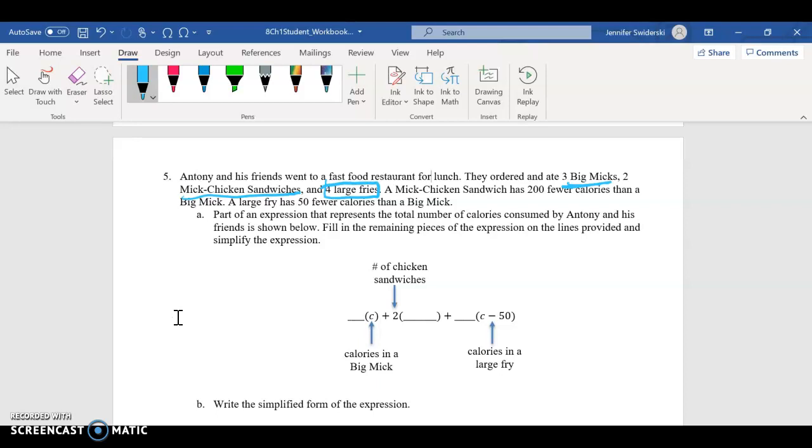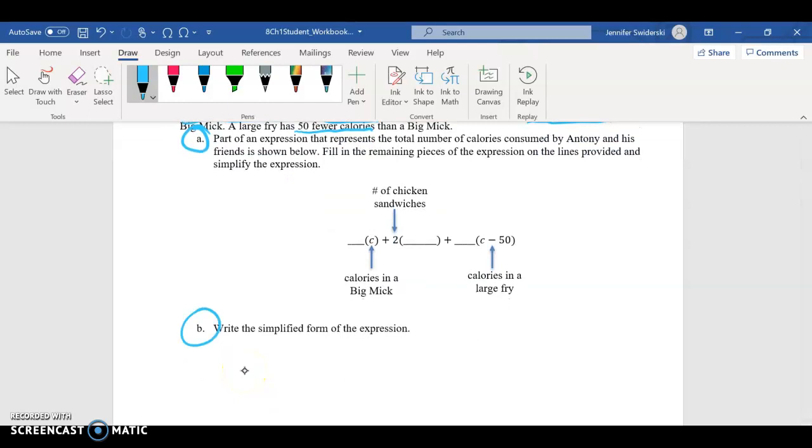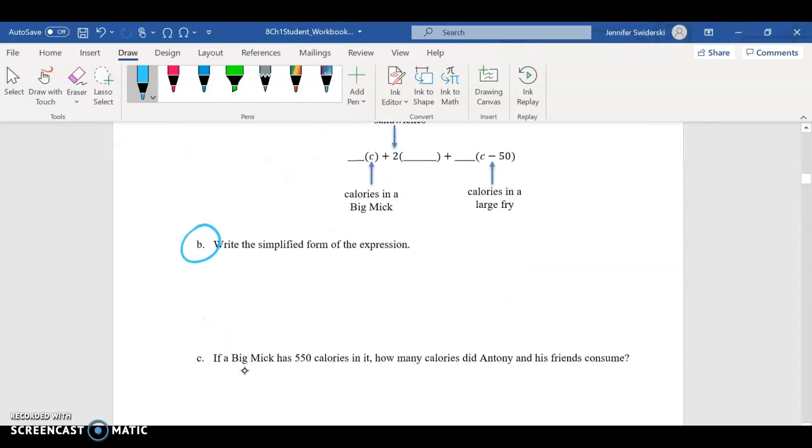A McChicken sandwich is 200 fewer calories than a Big Mac, and a large fry has 50 fewer calories than a Big Mac. Okay, so they want you to try A, try B, and go ahead and try C. We're going to keep trying these in class tomorrow.